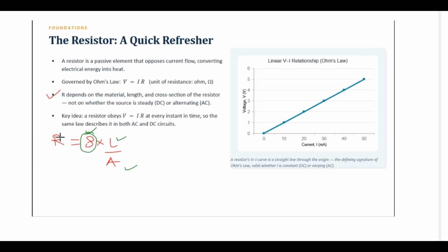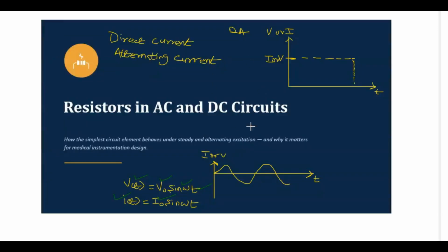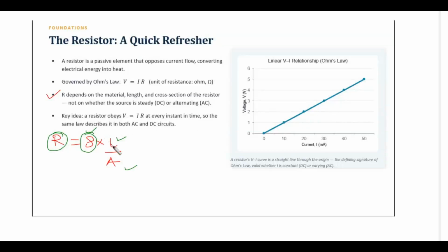So here, the resistance of a resistor depends on the length and the cross-section of the resistor. It does not depend on the nature of current or voltage that is passing through it. If it is a DC that is passing through the resistor, that does not affect the resistance value. If it is an AC, it does not affect the resistance value. What affects your resistance value is the length and the cross-sectional area.